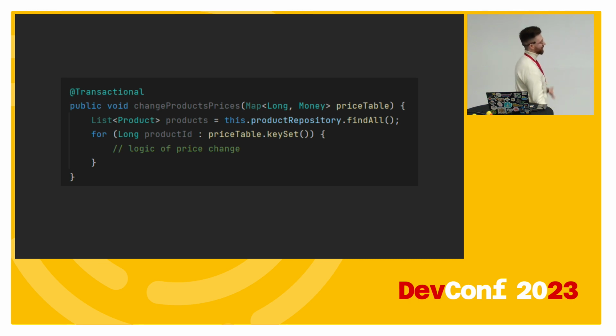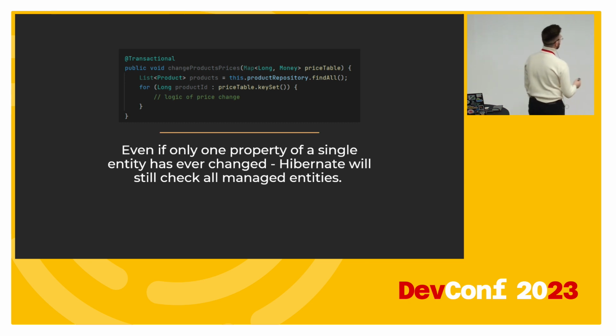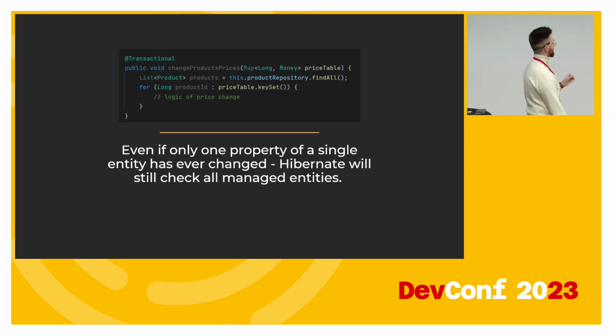I don't know who would like to do something like that, but okay. And then for some product IDs that are in some argument, we are changing some prices in this list. And what is interesting is that even if only one property, only one product is changed, Hibernate will still need to check all managed entities. So dirty checking is not for free. It's not free magic.